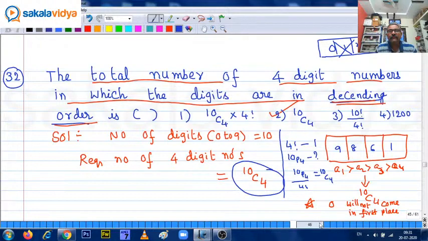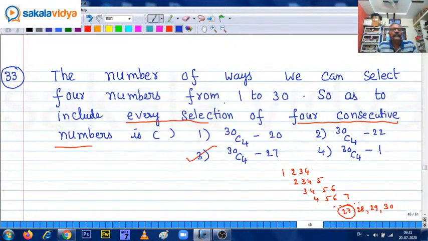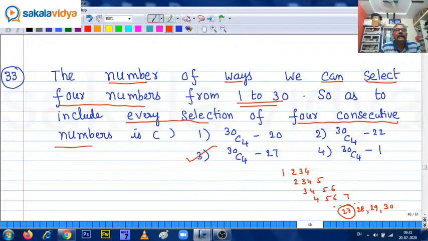Okay, now the 33rd problem. Let us come to the 33rd problem: the number of ways we can select 4 numbers from 1 to 30. I have given the question wrong. Please try to understand. This question is meant to exclude, sorry, I forgot this yesterday. Exclude every selection of 4 consecutive numbers.